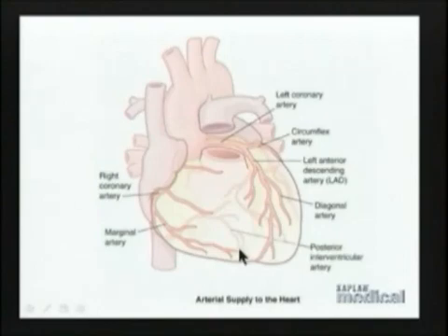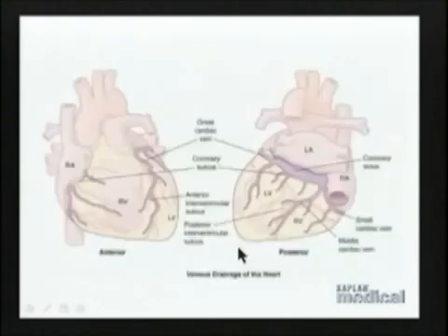If there's an arterial supply, there must be a venous drainage, and there is. And the veins of the heart are called cardiac veins, not coronary veins, cardiac veins. And there's not a lot that we need to say about the cardiac veins, other than to say that most of the cardiac veins, not all, but most of the cardiac veins drain into one large vein. And that big vein is called the coronary sinus.